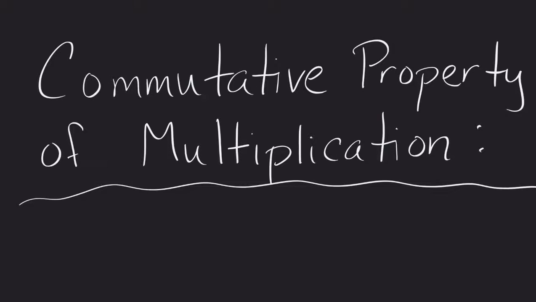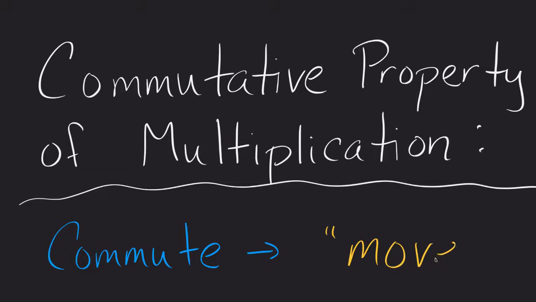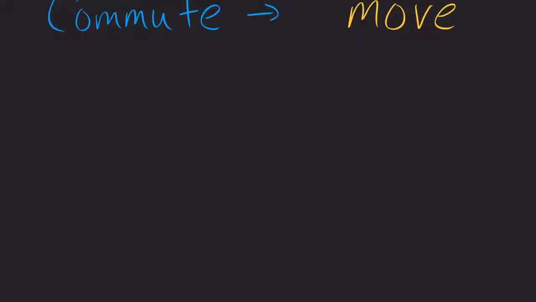Commutative property of multiplication. Again, this comes from the word to commute. And commute, just as a reminder, just means that we are moving items. If I'm commuting from one place to the other, I'm just moving from one place to another. If I commute to work, it means I travel or I move there. So what we're looking at is, how do I move things around in multiplication to make a math problem easier?